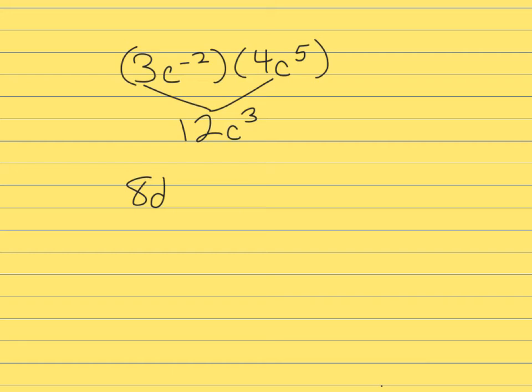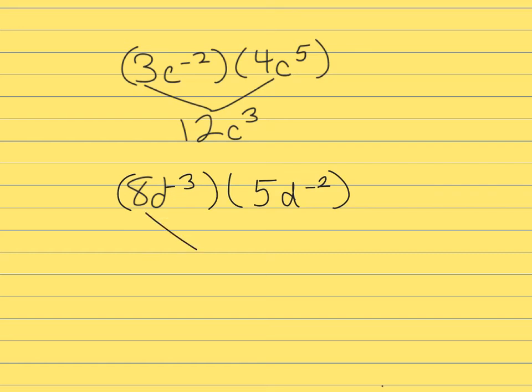Okay, another example, if we have 8d to the negative third, and then multiplied it by 5d to the negative second, okay? Once again, multiply the coefficients. 8 times 5 is 40. And then add negative 3 and negative 2, and you get negative 5. So multiply the coefficients, add the exponents.